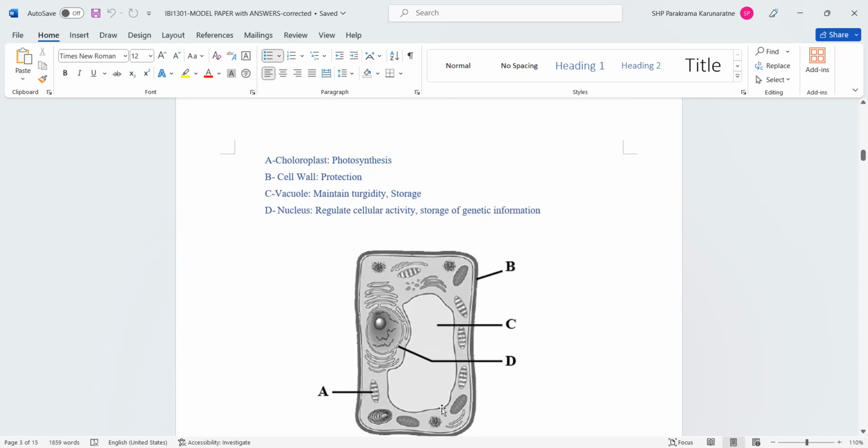The nucleus is the main regulator of the cell, so it regulates cellular activity and also stores genetic information. Because of DNA, RNA, you can write storage of chromosomes. Those things also can be written, right? So for any correct answer you will get the marks. Likewise, you can be asked about the other organelles of the cells as well.